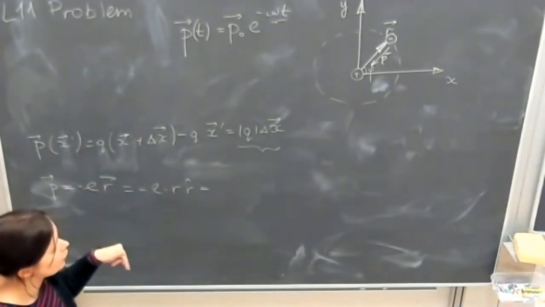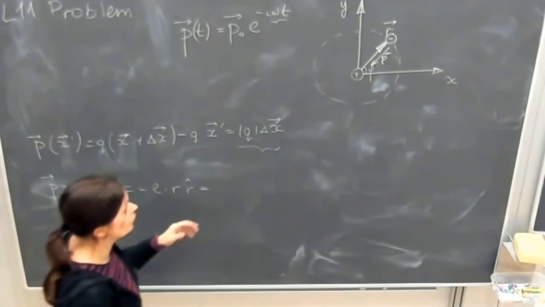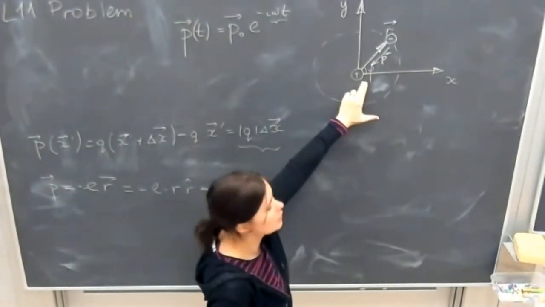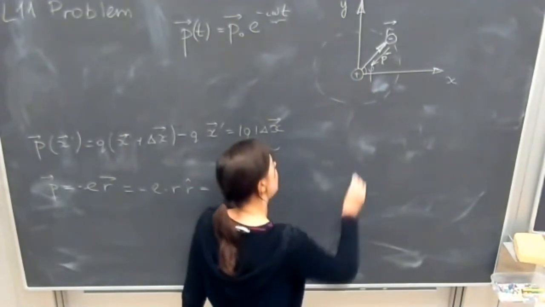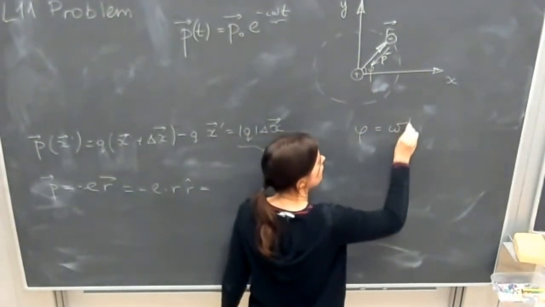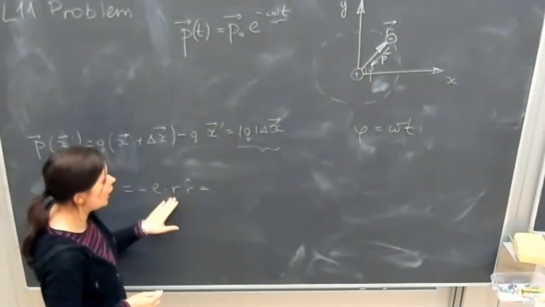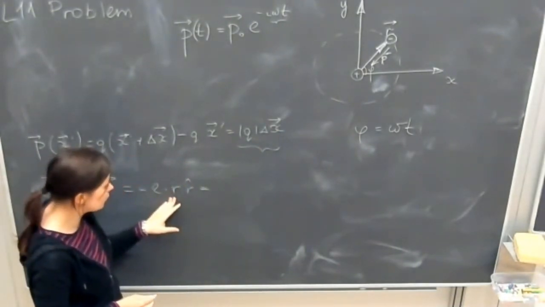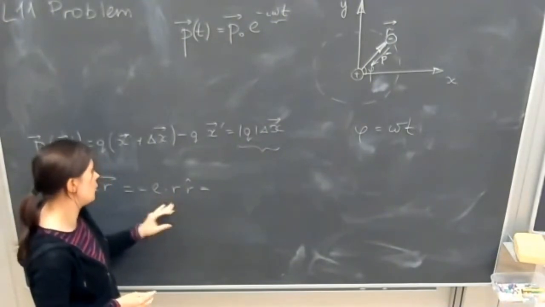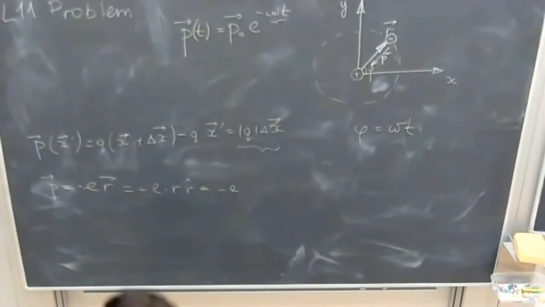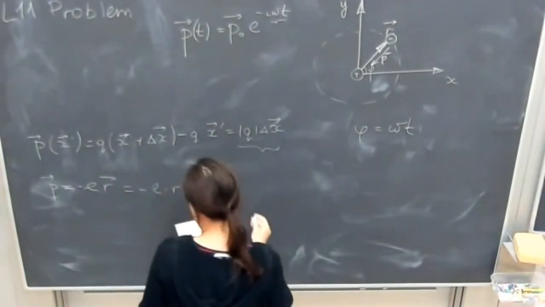And the electron is rotating, so there is an angle phi from the X axis. And this angle phi is time dependent, omega t. So you know that R is also dependent on phi. We can rewrite it.